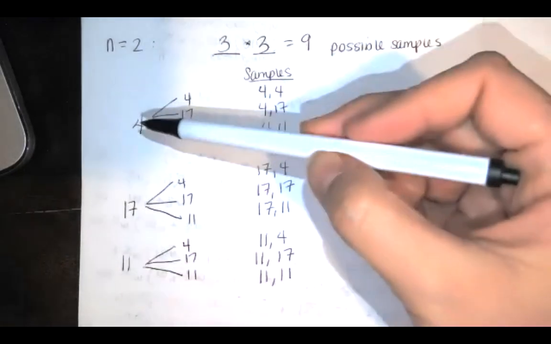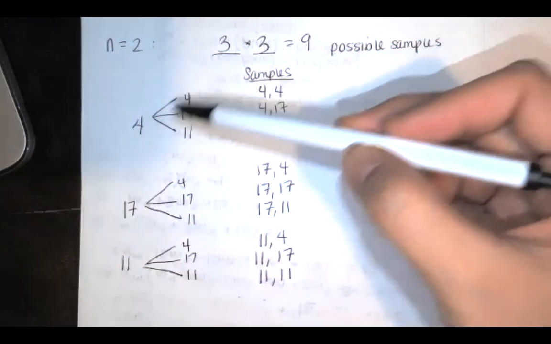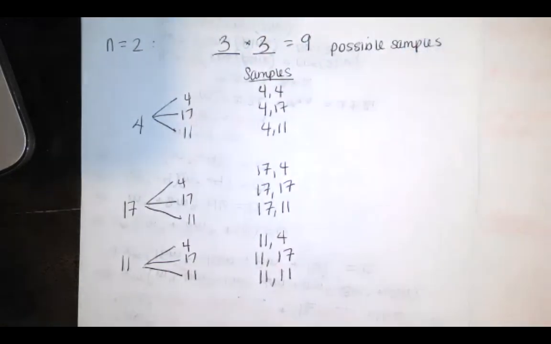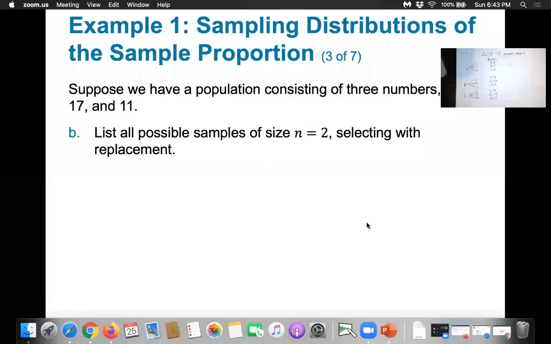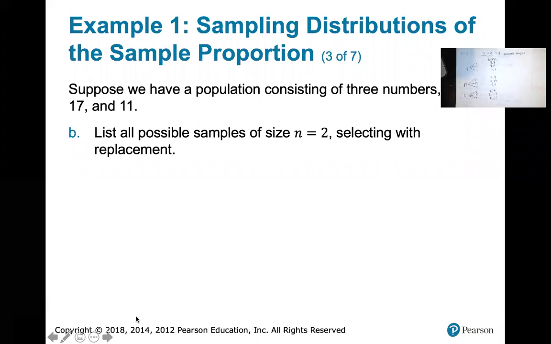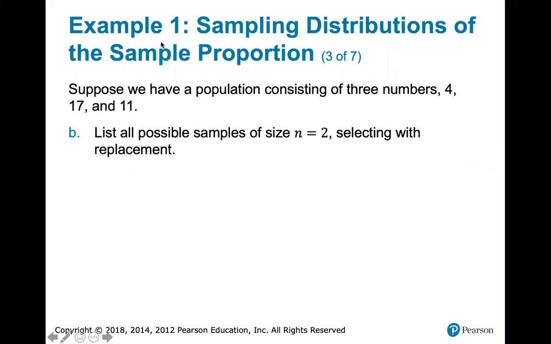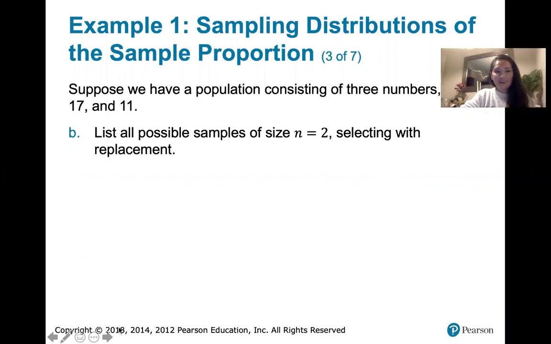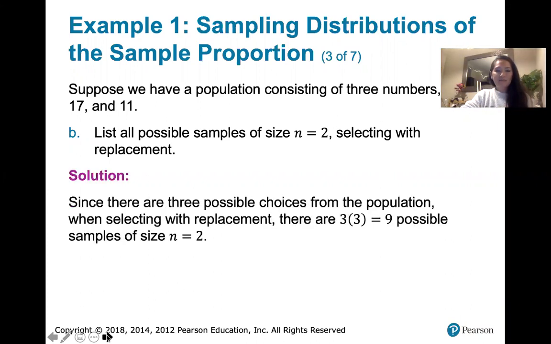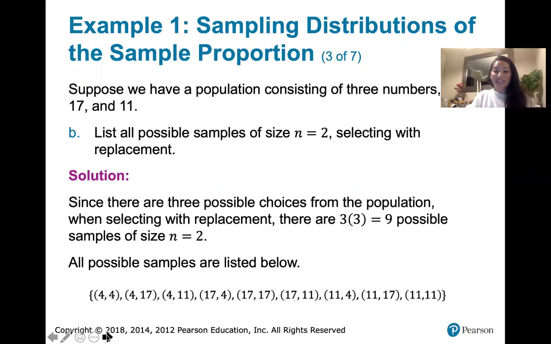So since we have 3 options here and we've got 3 options for that second choice, there are 9 possibilities. Okay, so those are our samples. Let me go back to my PowerPoint slides now. And I just listed them like that. I listed them as ordered pairs.